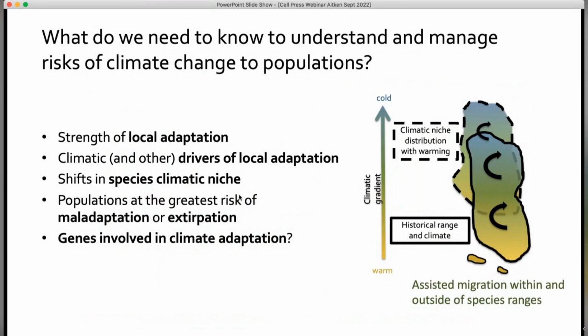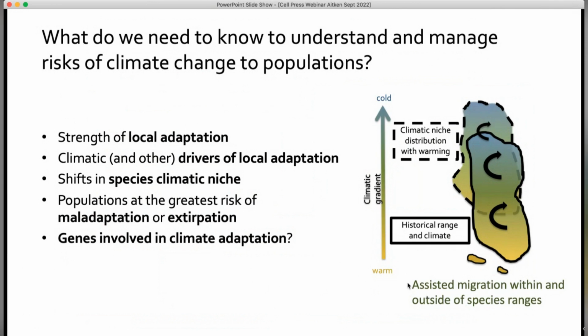So what do we need to know to understand and manage the risks of climate change to populations? In the case of trees, we want to inform assisted migration within and sometimes outside of species ranges to assist the shift of genetics and populations as climates change. So we need to know the strength of local adaptation. We need to know what drives local adaptation, especially what variables of climate drive that local adaptation.